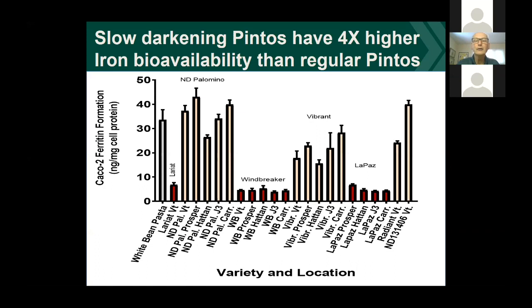One other factor that is under research is the bioavailability of iron. What has been found is that the Palomino and the Vibrant, and if you look here at the scale on the left, that is the availability of iron, is quite a bit higher than the regular Pinto, the Windbreaker, La Paz, or Lariat. So there might be an advantage also for the nutritional value of the slow darkening bean.